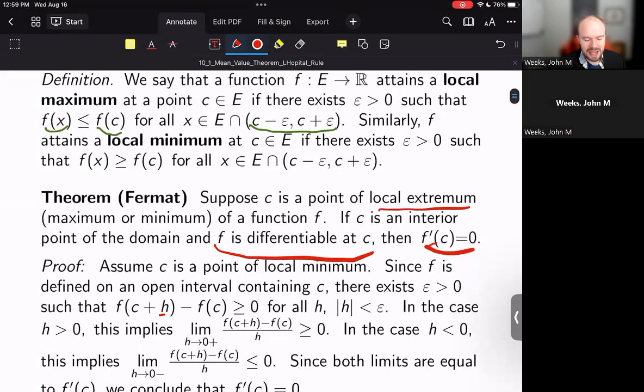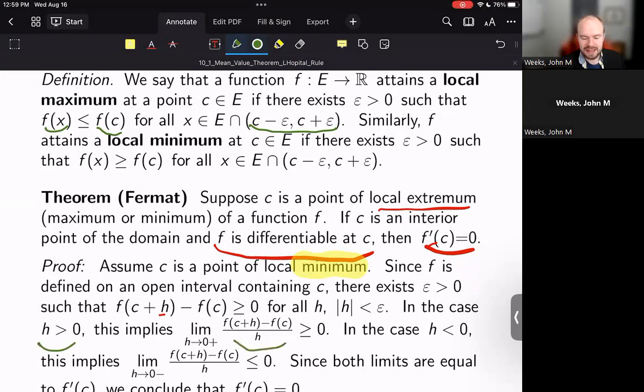For example, if I'm looking at values that are just a little bit past c, let's say, to begin, that c is a minimum of this function, then we know that any point just past c is going to be a little bit above it. So f of c plus h minus f of c is greater than or equal to 0 whenever h is greater than 0.